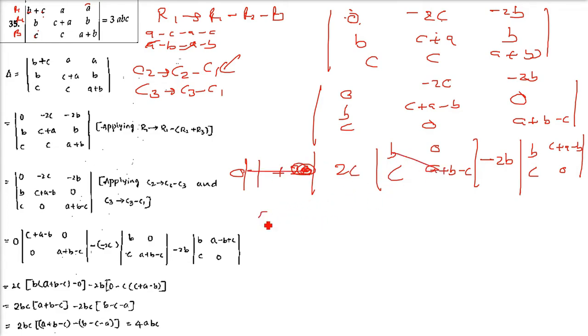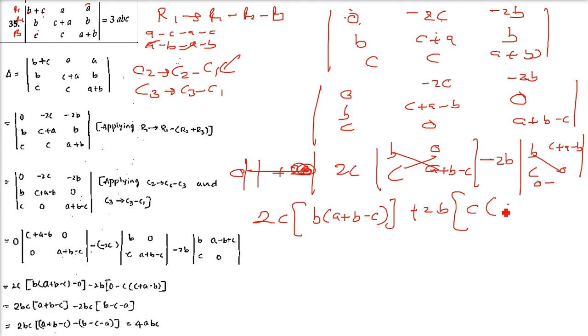You will just see. B 2C, B into A plus B minus C into 0, that is going to be 0. Leave it. Minus 2B, B into 0 is 0, and 0 minus C into C plus A plus B. So minus is already there, so I just take minus outside, it will be plus C into A, C plus A minus B.